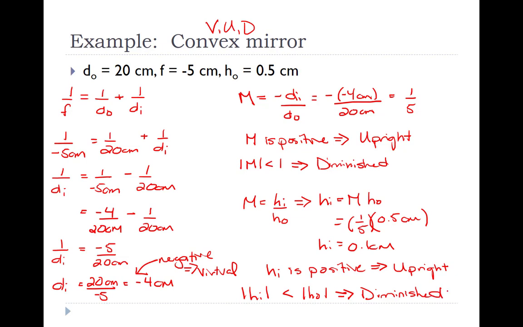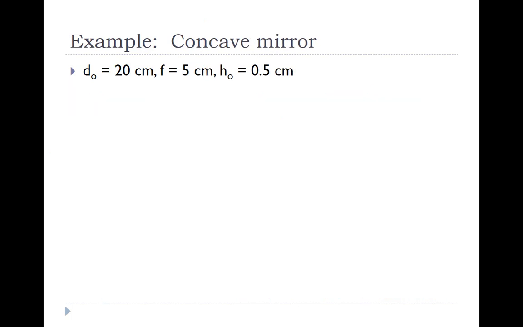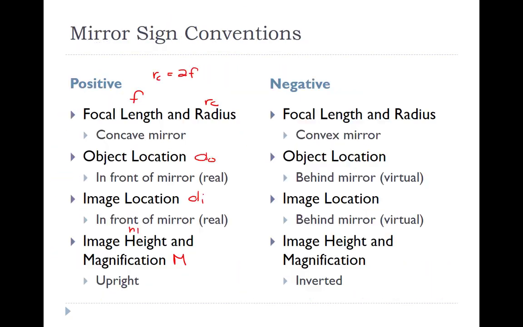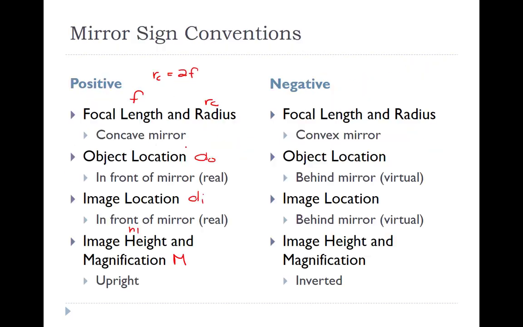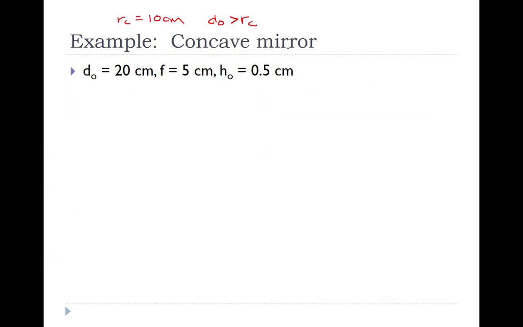For our last example, we're going to do a concave mirror. I see F is 5 centimeters for this example, which means that RC is going to equal 10 centimeters because it is twice the focal length. That tells me that DO is greater than RC. If I again flip back, when DO is greater than RC, my image should be real, inverted, and diminished. So I should expect a real, inverted, diminished image.